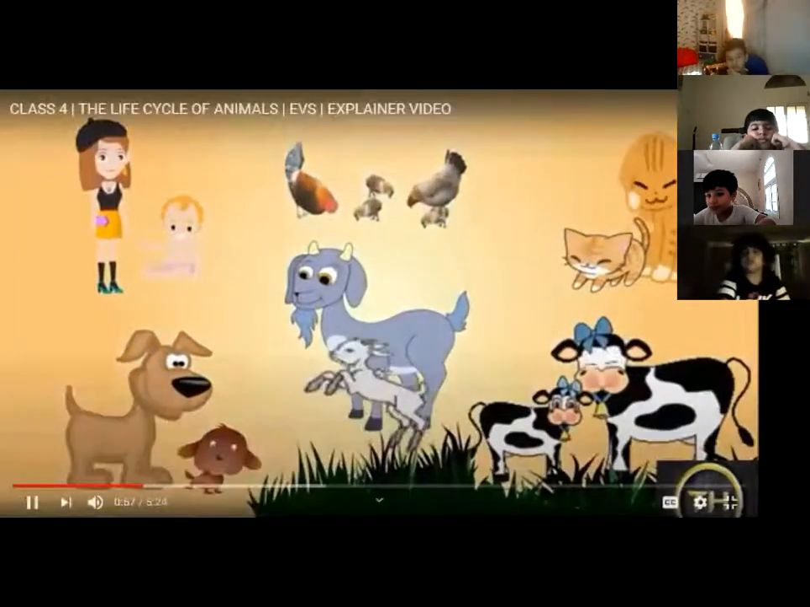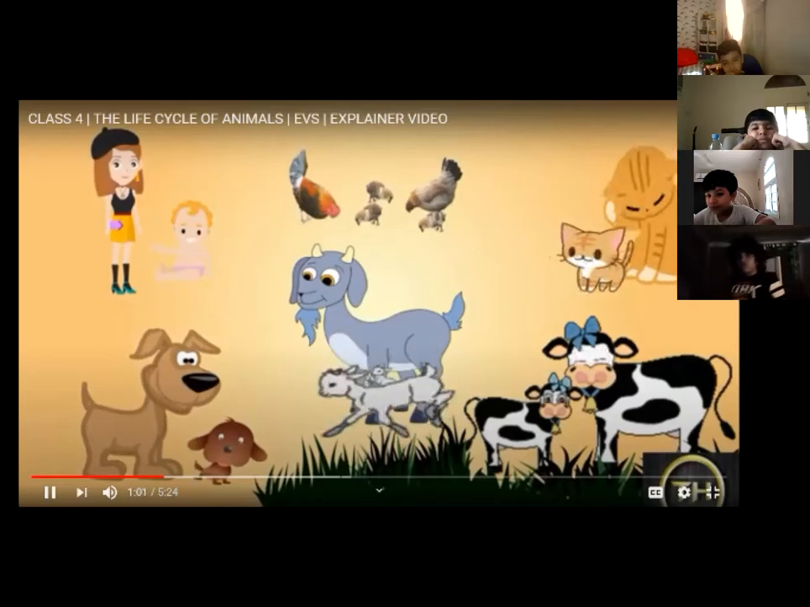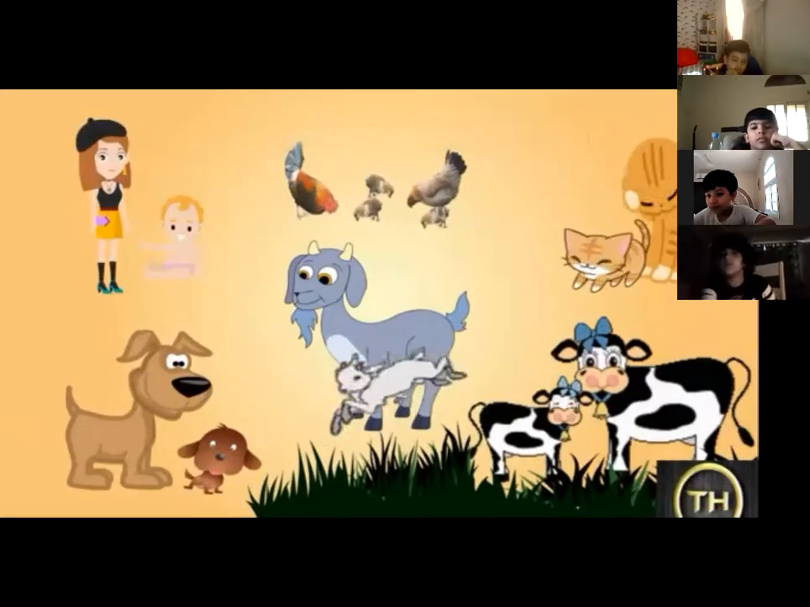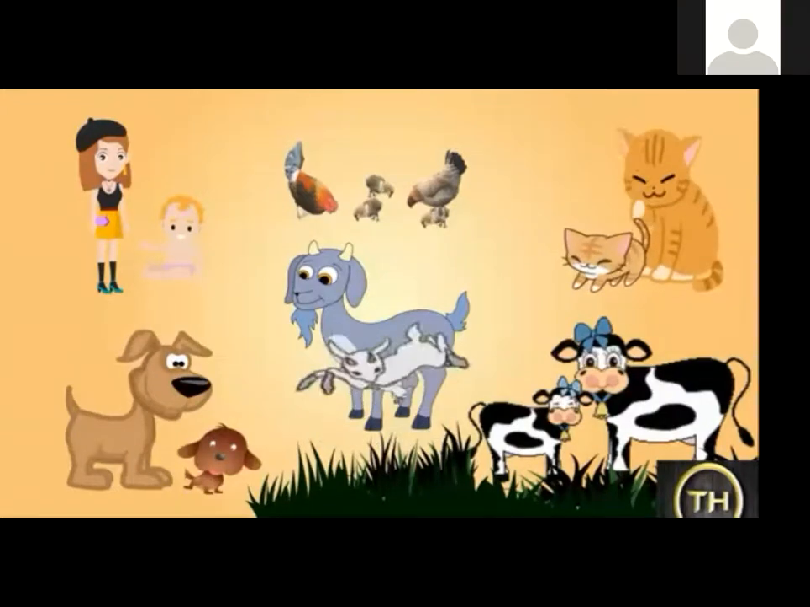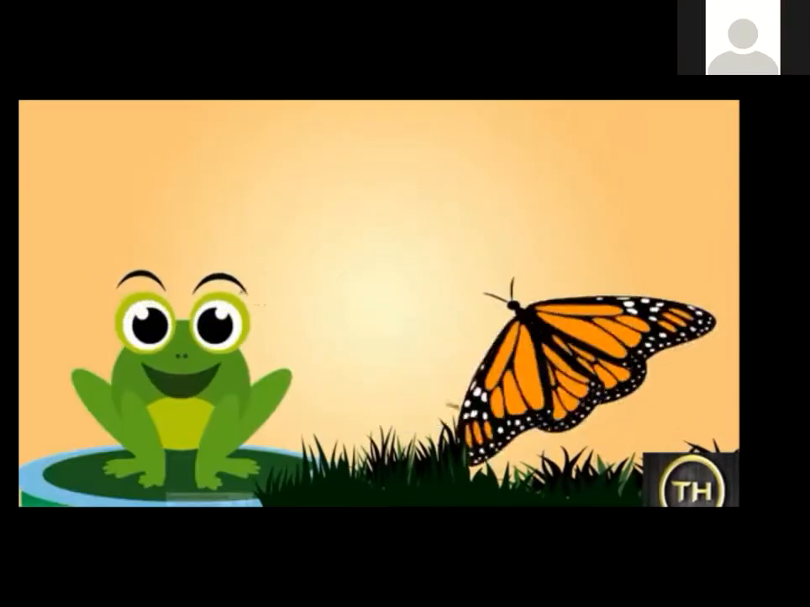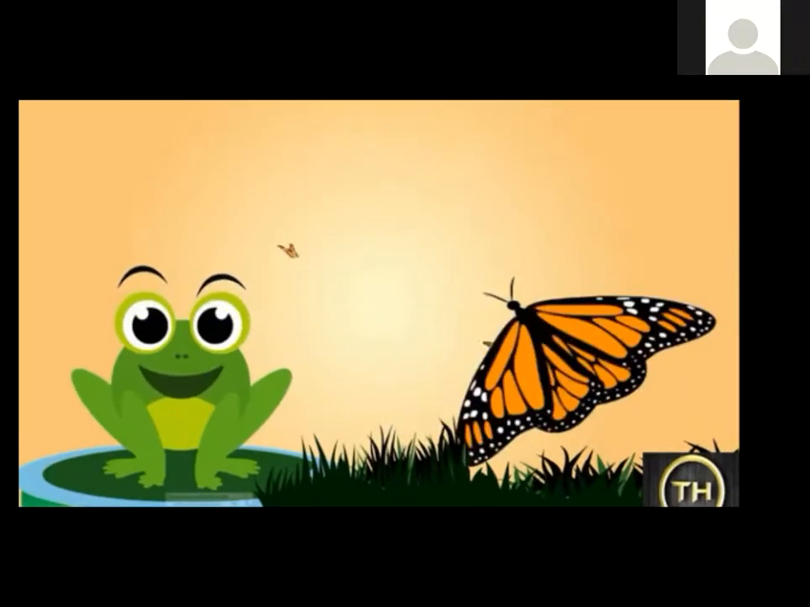What do you understand from these pictures? They show that the young ones do not look any different from their mothers. This is the case with almost all living creatures, with the exception of the frog and the butterfly, whose hatchlings look completely different.